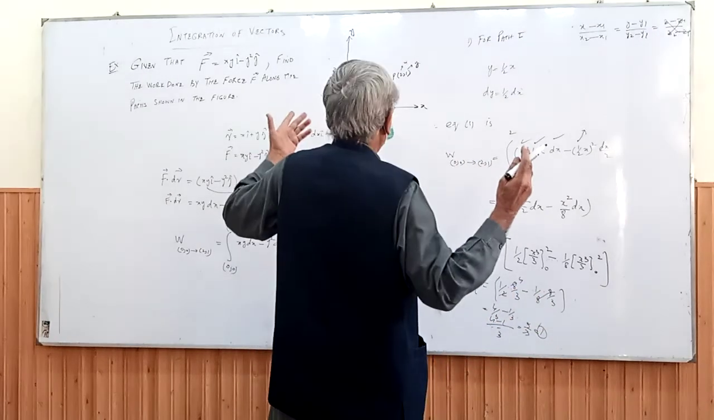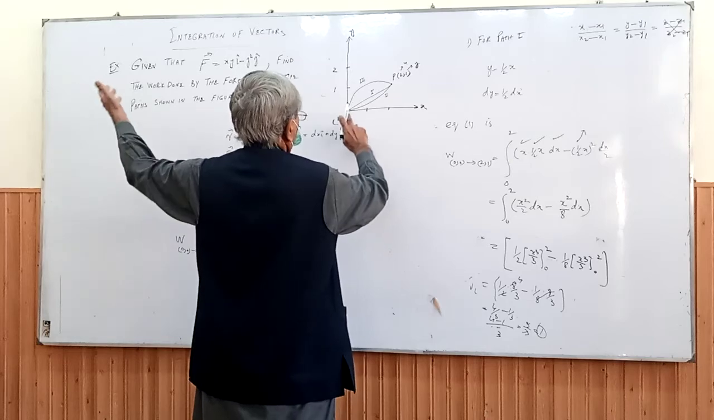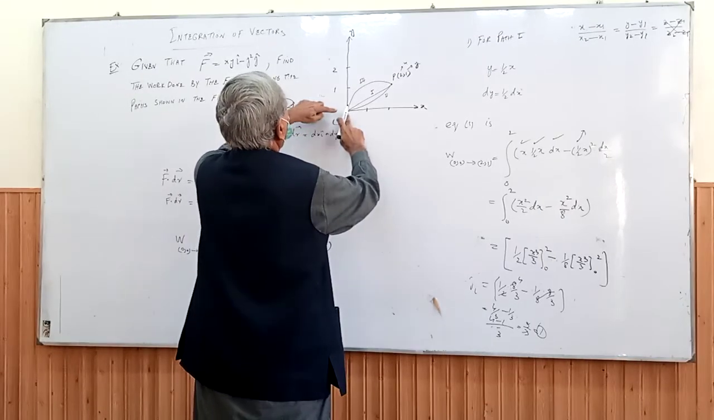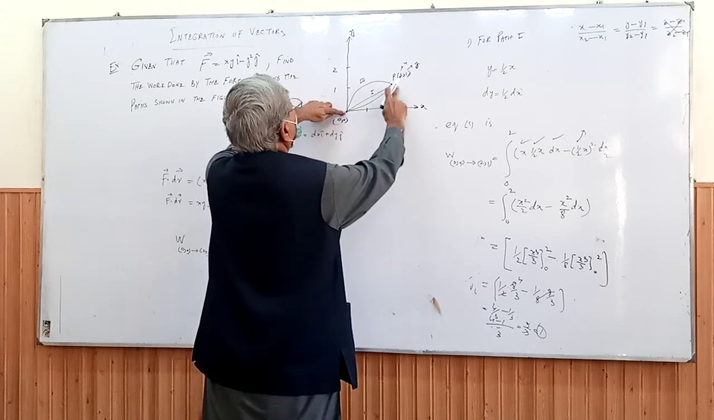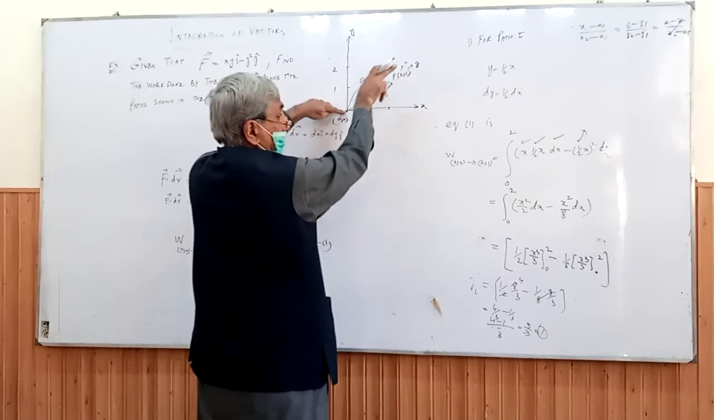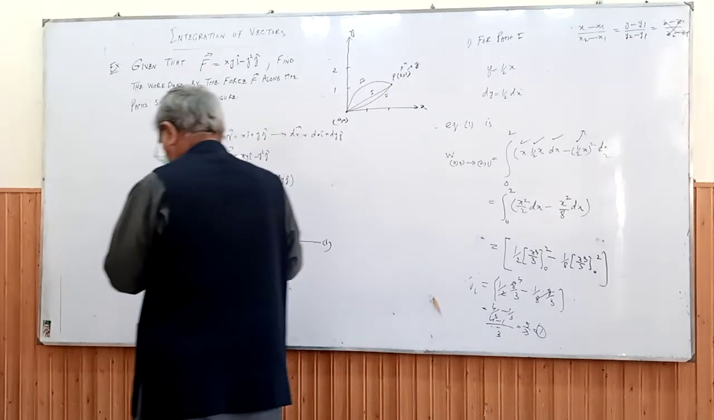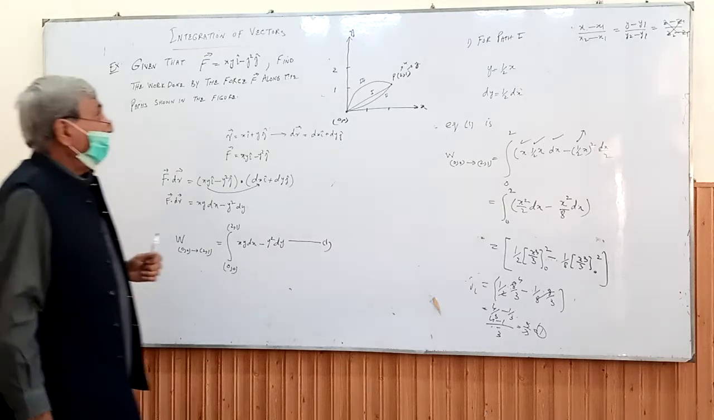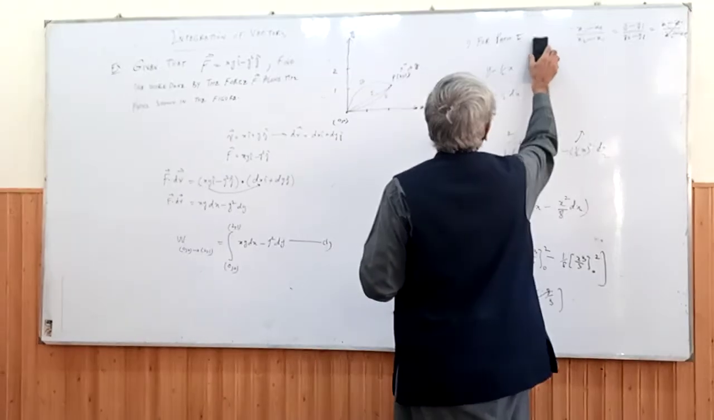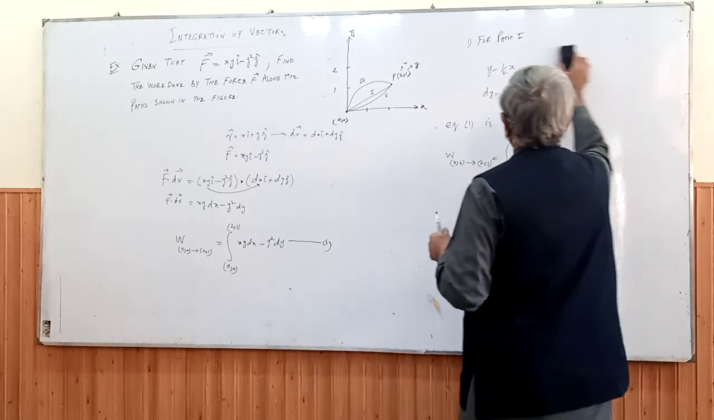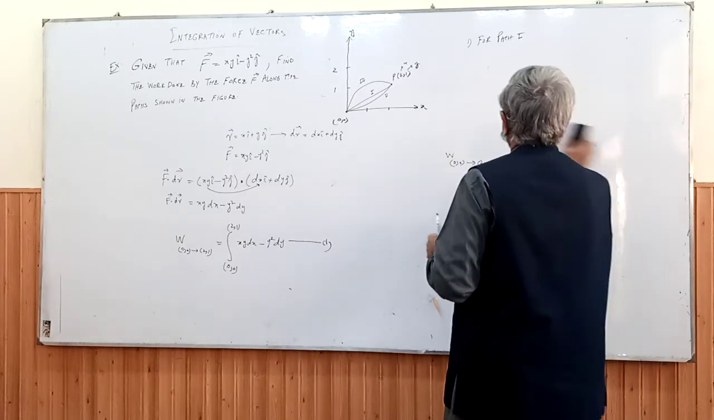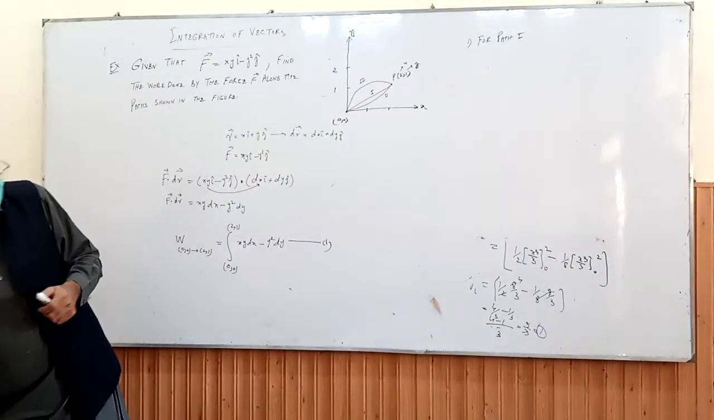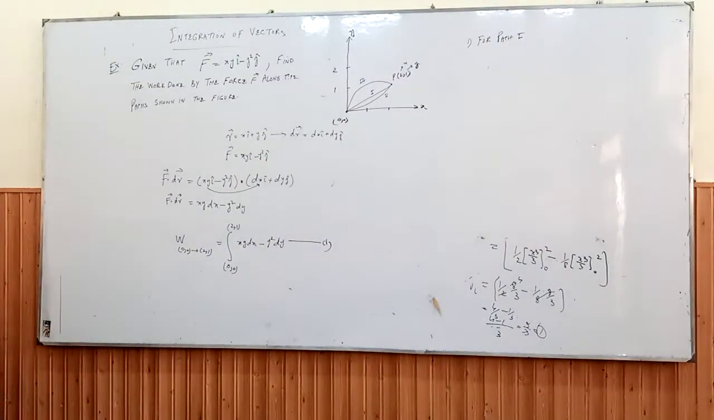And this will be the work done by the force F in moving the particle from point 0, 0 to 2, 1 along a straight line. This was a simple case. Now the second part is slightly different. For this, he is saying it is a parabolic path. So its equation should be given to you.